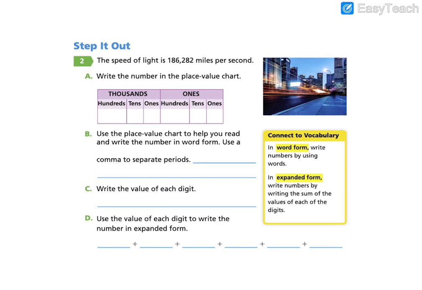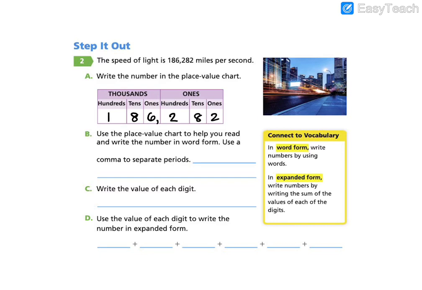I'm going to go ahead and take a look at problem number 2. The speed of light is 186,282 miles per second. Write the number in the place value chart. Go ahead and write it, and I'll have you check it in a minute. Go ahead and check that you put each digit in the correct place on the place value chart.